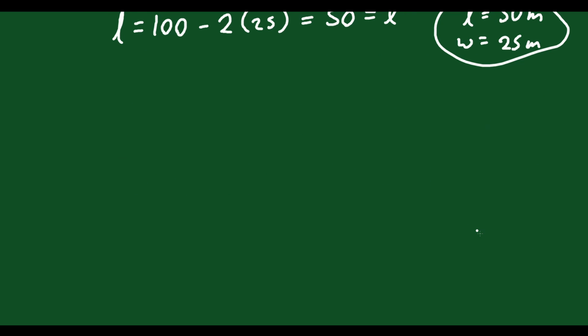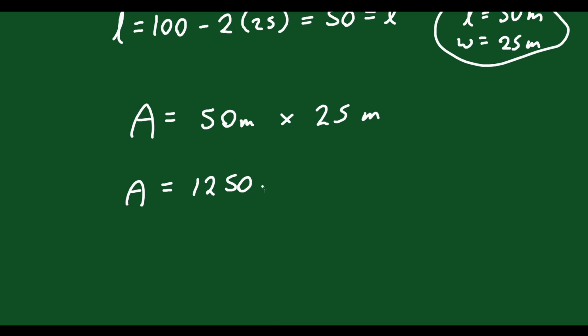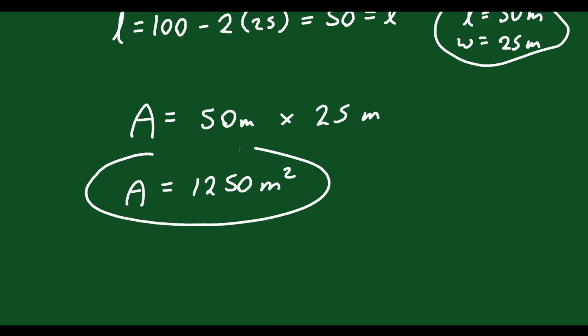Now you also were told to find the area. Well, area is length times width, right? So 50 meters times 25 meters. Therefore, your area is going to equal 1,250 meters square.